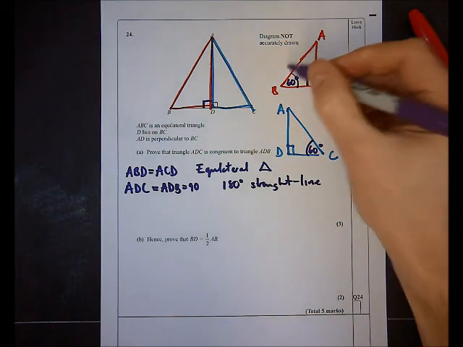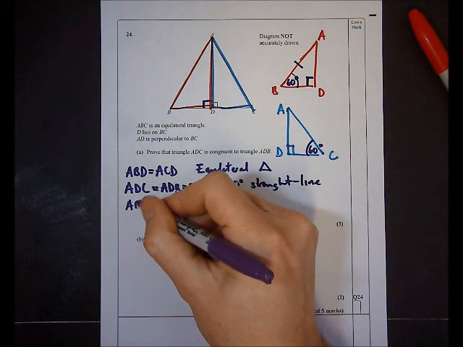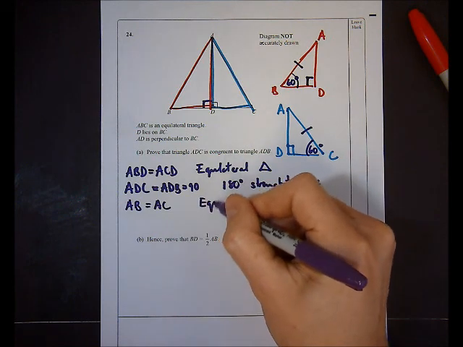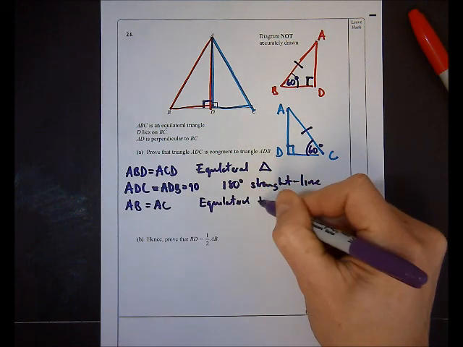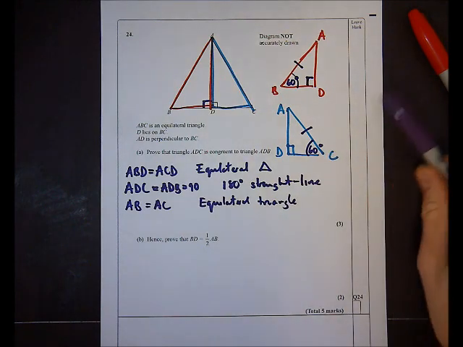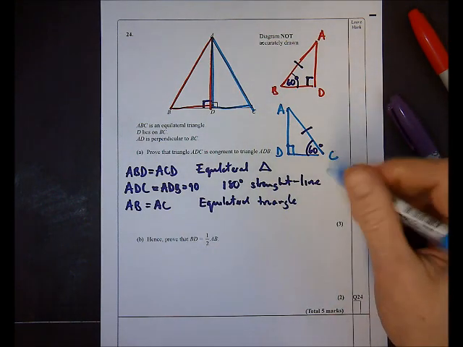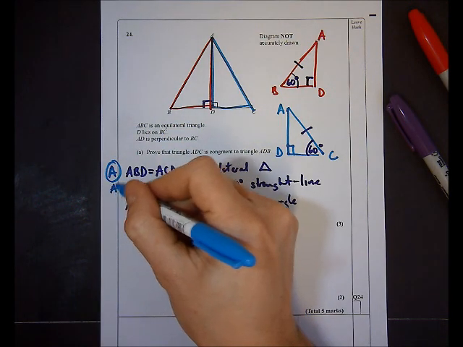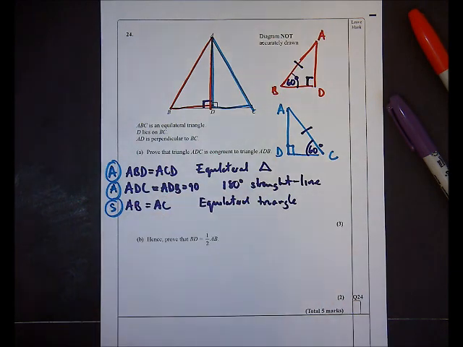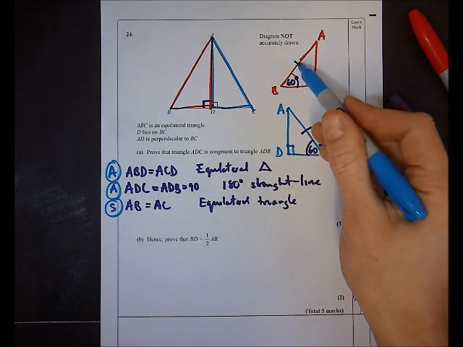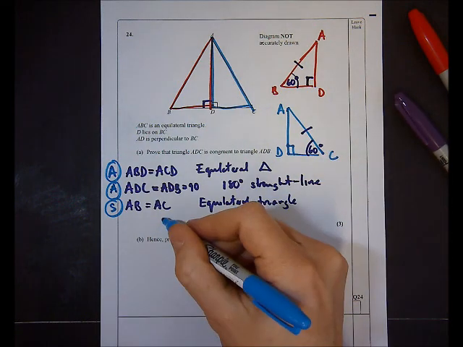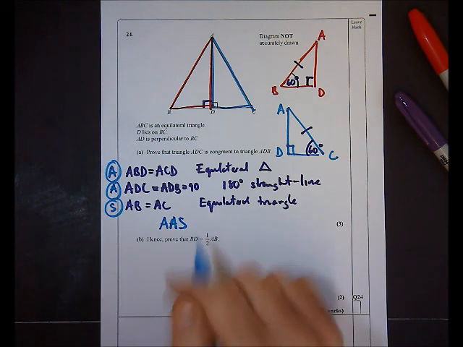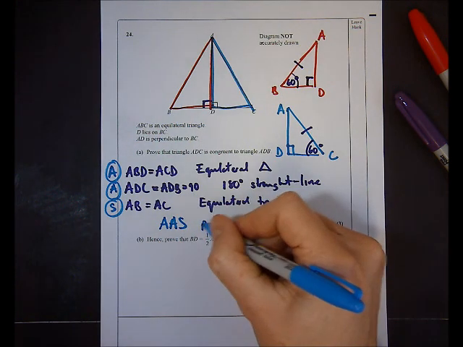Now I also know that this side here, AB, is going to be equal to AC, and again that's because of ABC being an equilateral triangle. So what I've got here is two angles. This angle here, I've got another angle here, and then I've got a side that's corresponding in both triangles, i.e. it's in the same place. AB is in the same place as AC. And therefore the triangles are congruent because of angle, angle, side. And I can write a comment to that effect. So angle, angle, side proves congruency.